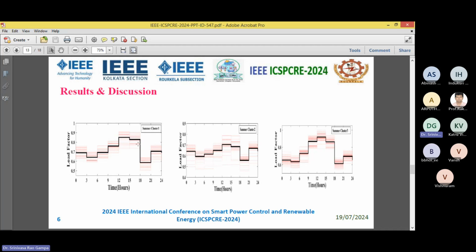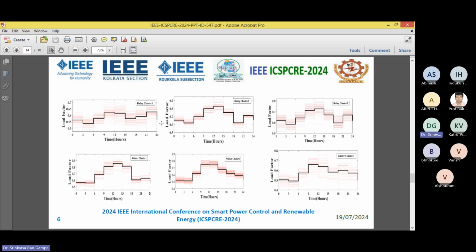For the summer season, we have divided the data into three clusters. We identified three clusters for the summer data. So these are the centroids, and these are the clustering results we obtained for the summer season. In each cluster, we can observe the centroid, and the minimum load factor and maximum load factor we can see from this. This is the load factor.